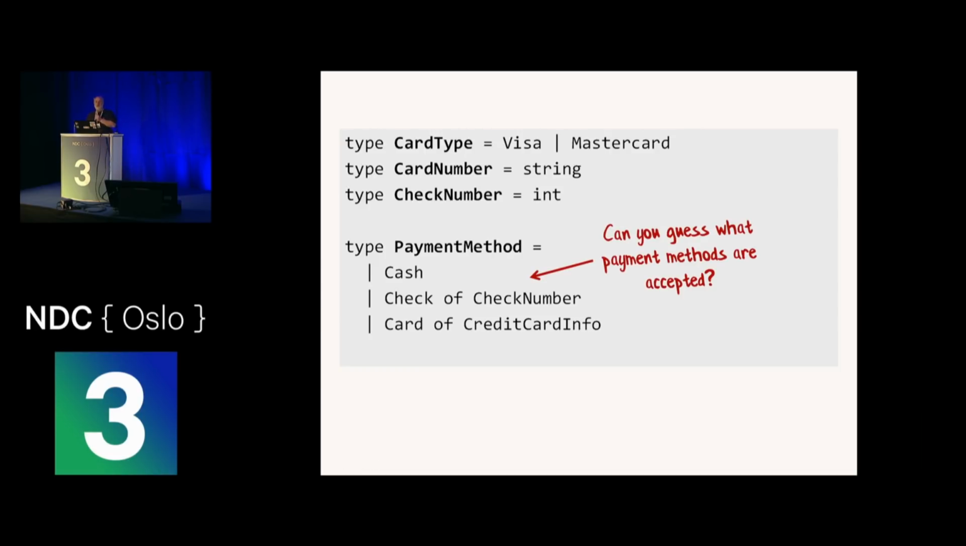Can you guess what payment methods we take? It's pretty obvious. You just look down this list. Yeah, we take 3. You don't have to look in the documentation. You don't have to dig down to the code.